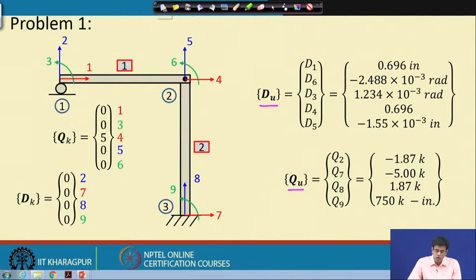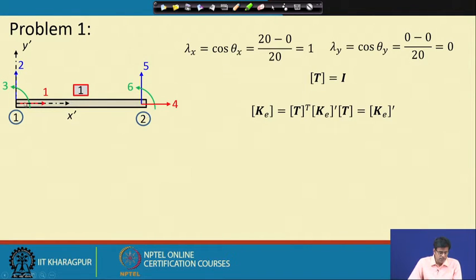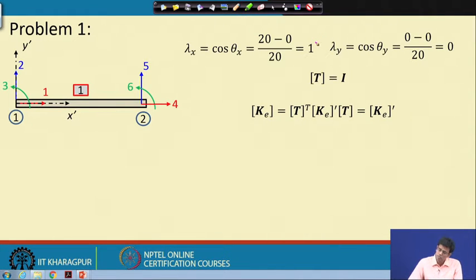So in that case, how should I find it out? To do that, let us take element 1 simply. We know from our previous calculation that this element is of length 20 feet. We will explore the equilibrium of this element to find the internal loading at node 2.